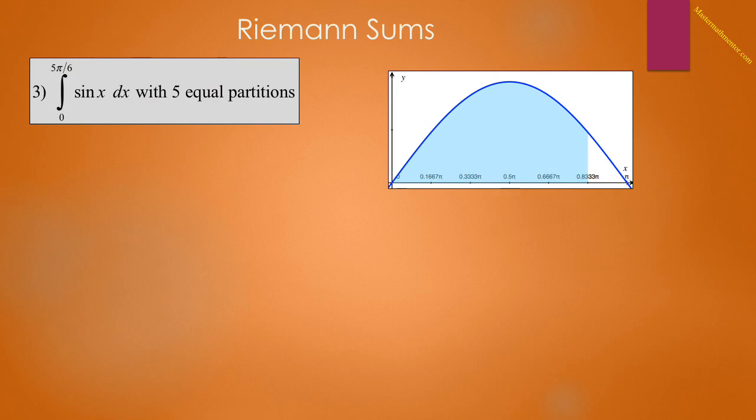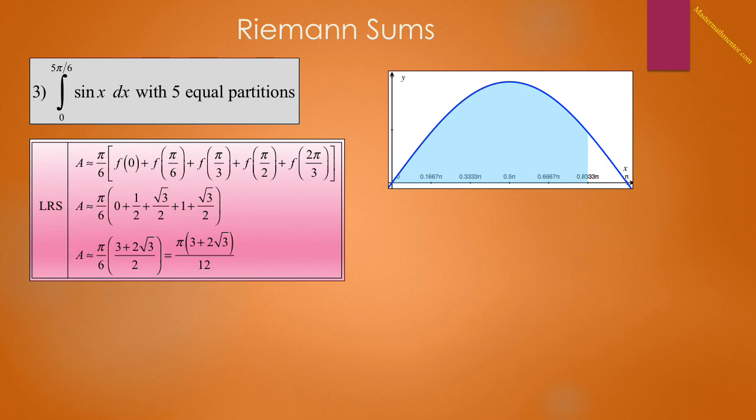Number 3 asks you to approximate the integral from 0 to 5 pi over 6 of sine x dx with 5 partitions using the left Riemann sum, right Riemann sum, and trapezoid rules. This is a good problem to test your knowledge of trig special angles. For all parts, the base is 5 pi over 6 minus 0 divided by 5, which is pi over 6.